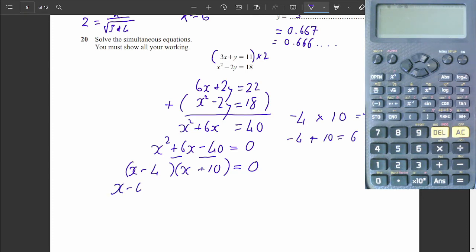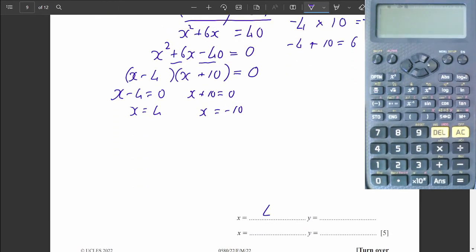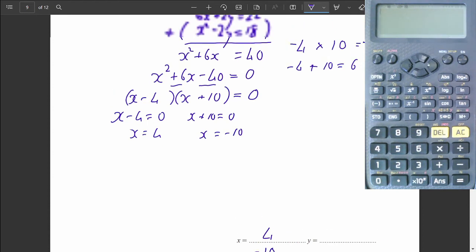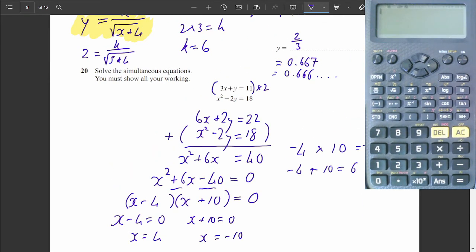Set each equation to 0. That means x equals 4 and x plus 10 equals 0, so x equals minus 10. I now have the 2 x values. We can write them in there, 4 and minus 10. To find the y values, we need to substitute them back into one of our original equations. And of course, that first equation is a lot simpler without the square. So that will go faster.